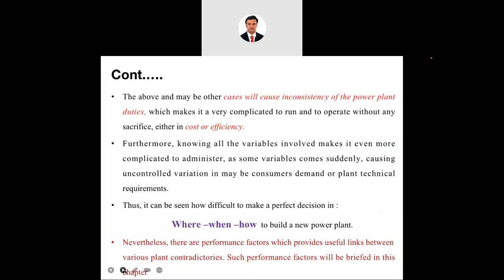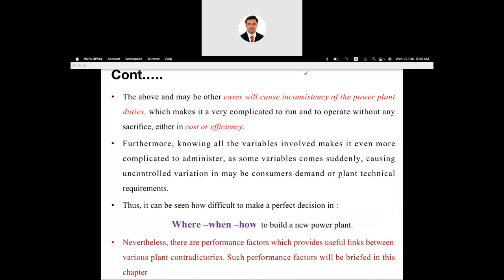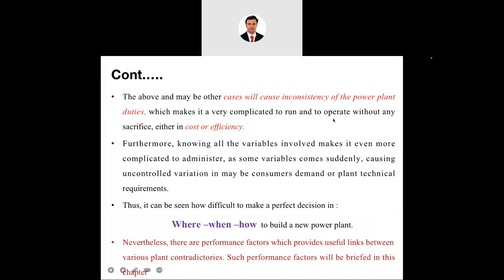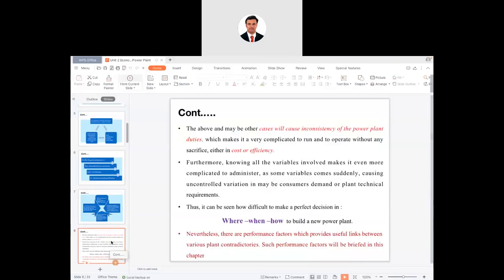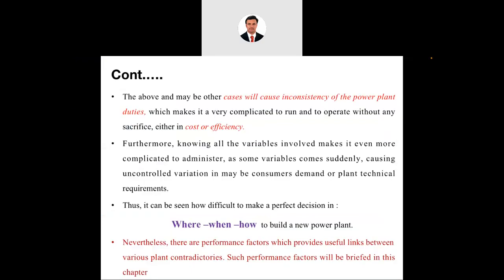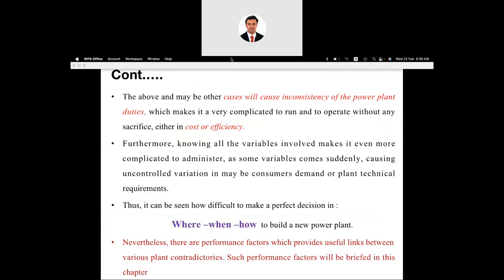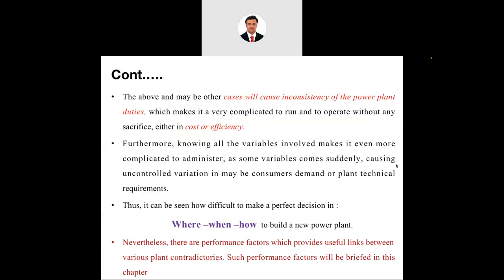The above challenges will cause inconsistency in the power plant duties, and will affect the cost and efficiency of the power plant. It is very complicated to run a power plant without sacrificing any of these things. So these are the challenges, and whenever we plan to construct any power plant, we have to consider those challenges. Whatever the challenges are, they will affect the cost of the power plant, the energy generated, and also the efficiency of the power plant.